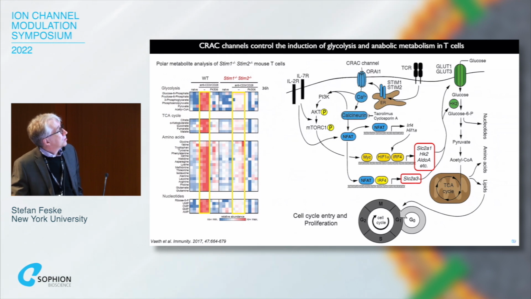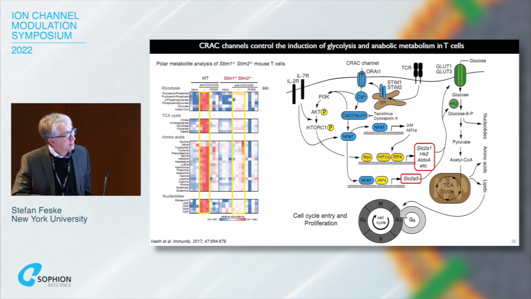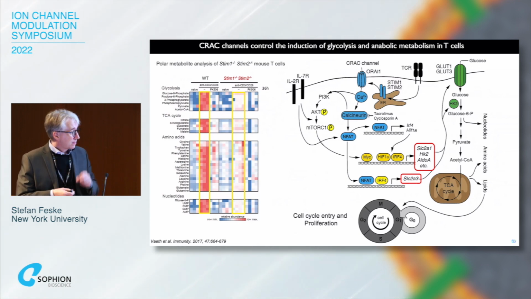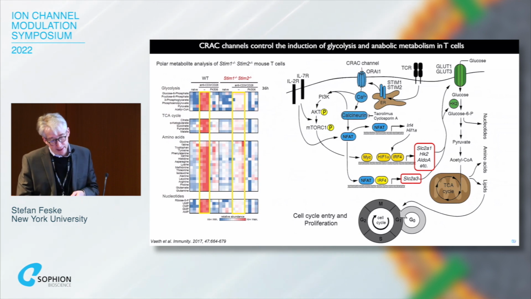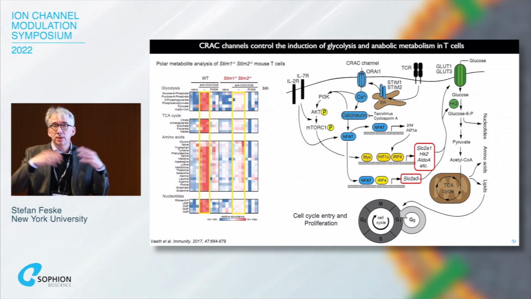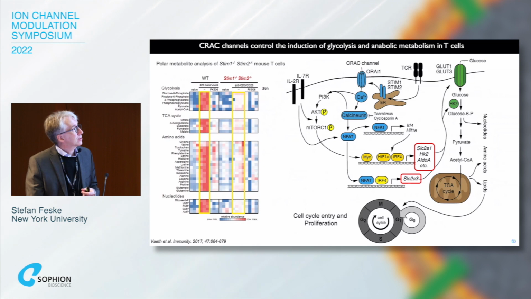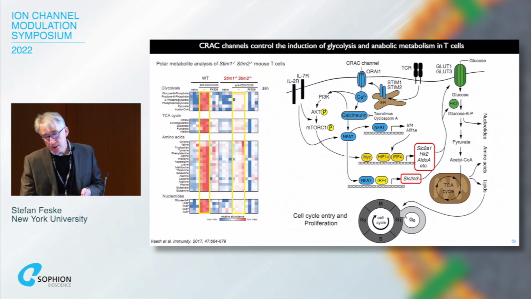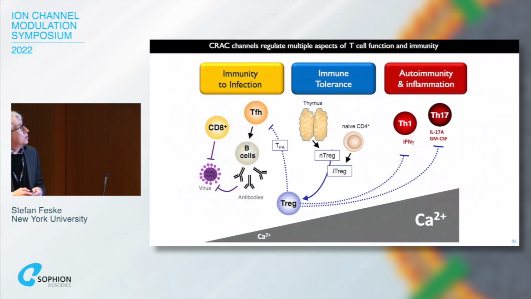And that is required for driving glycolytic metabolism, including the production of amino acids and nucleotides that allow T cells to pass a cell cycle checkpoint, enter the cell cycle, and then grow and expand. And this clonal expansion is basically at the heart of adaptive immune responses. Okay, so just one summary slide.